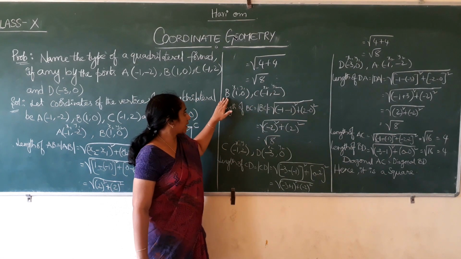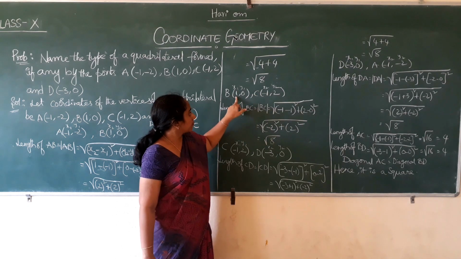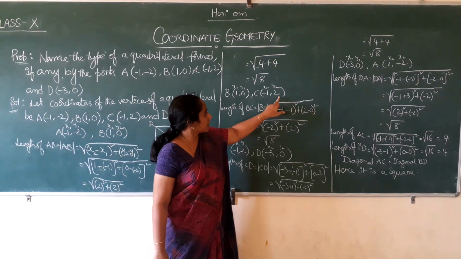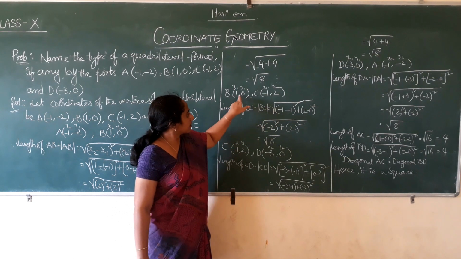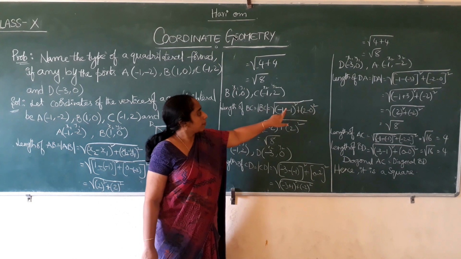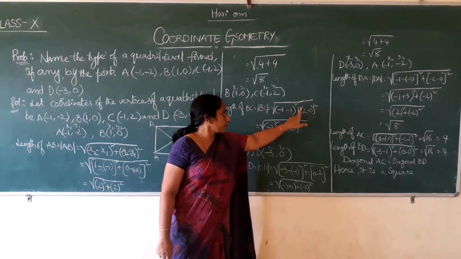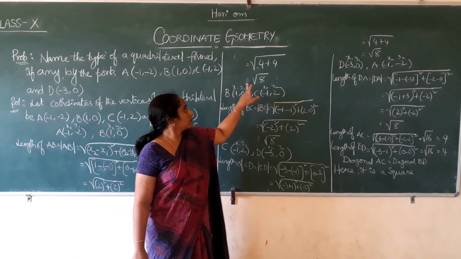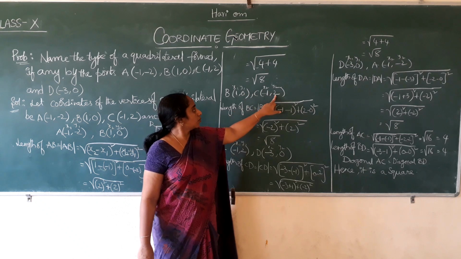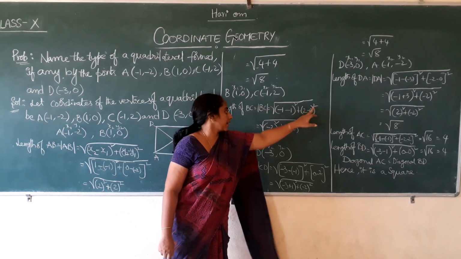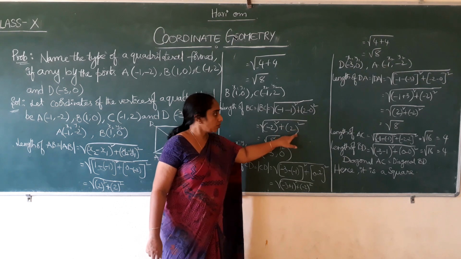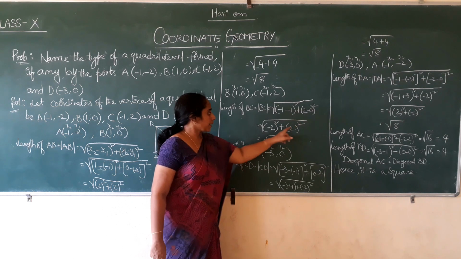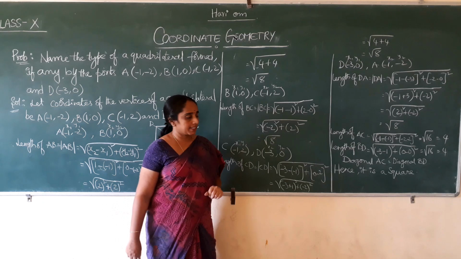Coming to the next side, BC. B 1 comma 0, C minus 1 comma 2. x2 minus x1 minus 1 minus 1 whole square plus y2 minus y1 2 minus 0 whole square. It is minus 2 whole square plus 2 whole square. 4 plus 4 it is root 8.